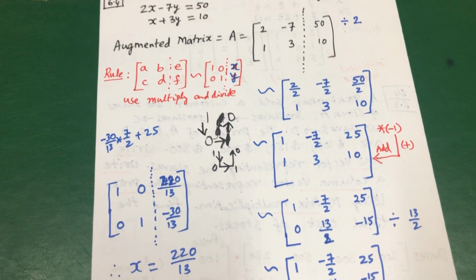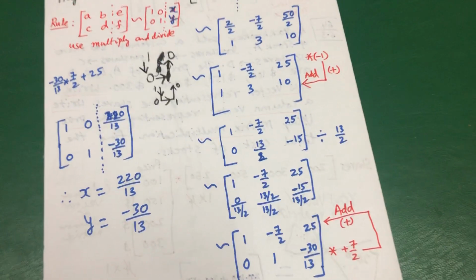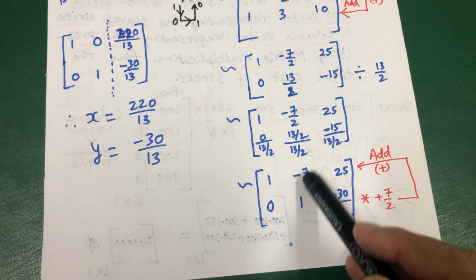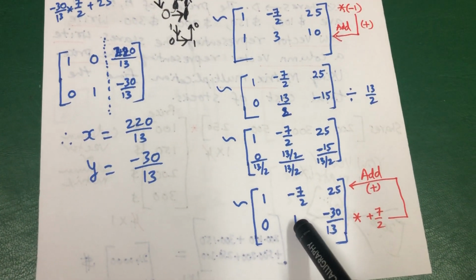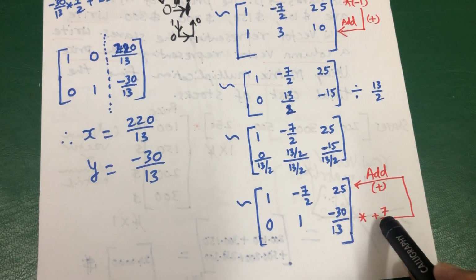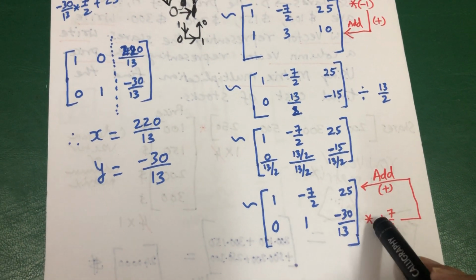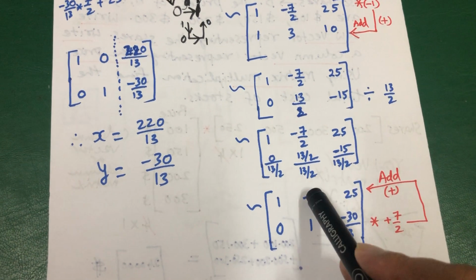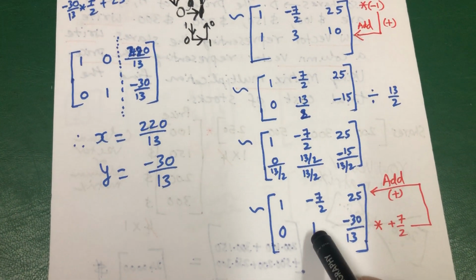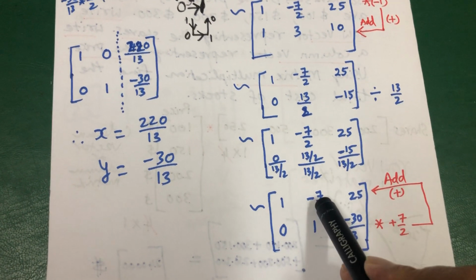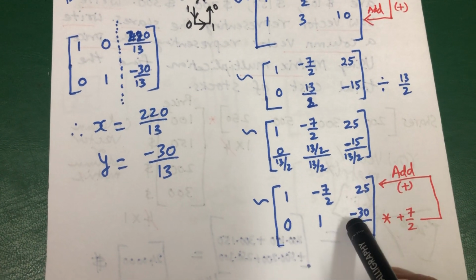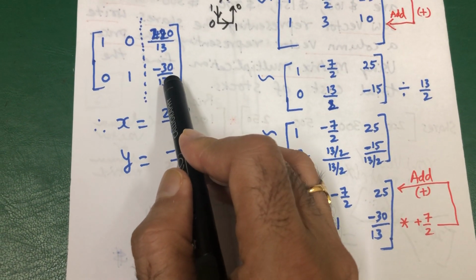So now what I do here is, with the help of this 1, I will make 7 over 2 into 0. How to do it? This is minus 7 over 2. Opposite of minus 7 over 2 is plus 7 over 2. I will multiply and add. I will multiply with 1 into this, and then add it here. So which row am I changing? The first row. The second row, don't touch it.